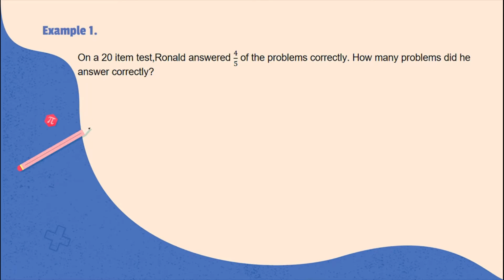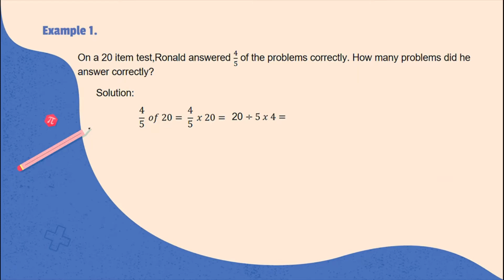We have here example number 1. On a 20-item test, Ronald answered 4/5 of the problems correctly. How many problems did he answer correctly? So we have 4/5 out of 20 that Ronald answered correctly. We can also express this as 4/5 times 20. And if we multiply a fraction by a whole number, all we need to do is divide 20 by 5 and multiply it by 4.